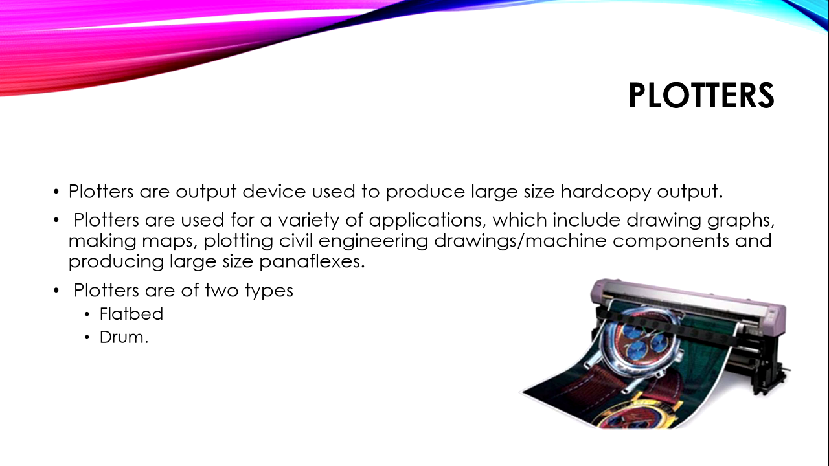Plotters are of two types. Number one is flatbed and number two is drum plotter. Flatbed plotters plot on paper that is spread and fixed over a rectangular flatbed. Pens of different colors are mounted in the pen holding mechanism that moves on the surface to draw the image.